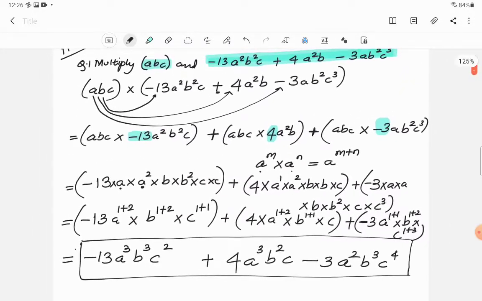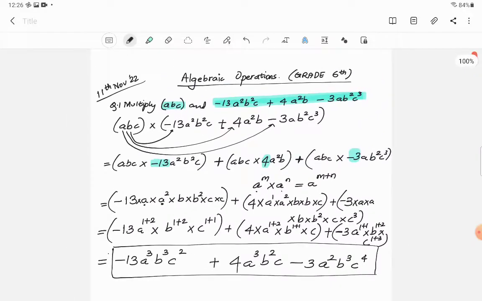Have a look through the entire question once again. See children, I'm going to explain this once again. See here, the first thing we did is we multiplied this ABC with the first term, minus 13 A square B square C. So we end up using the product law to get the first term of the answer as minus 13 A to the power 1 plus 2, which is A cube, B to the power 1 plus 2, which is B cube, and C to the power 1 plus 1, which is C square.